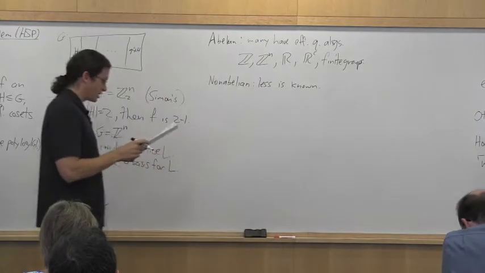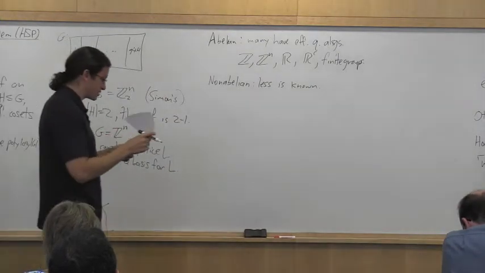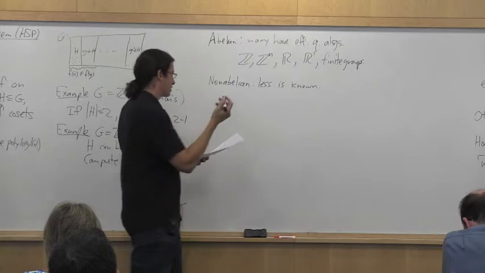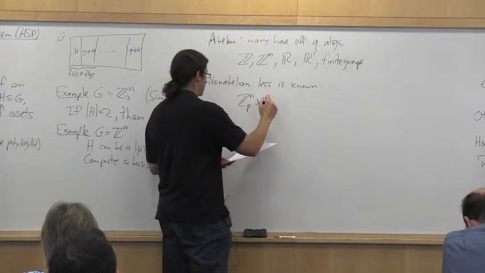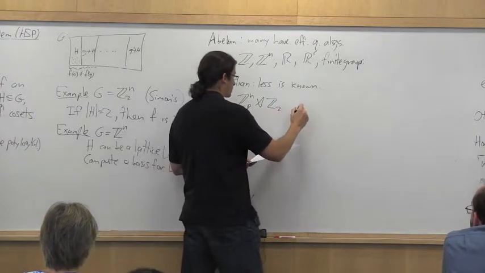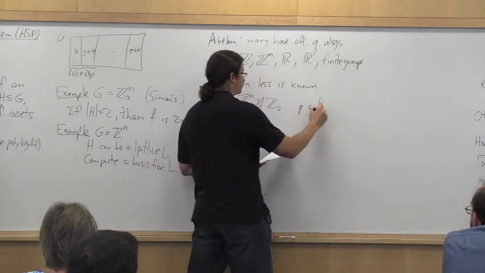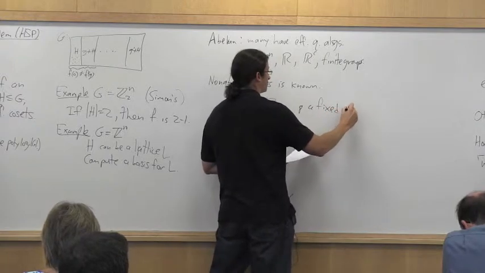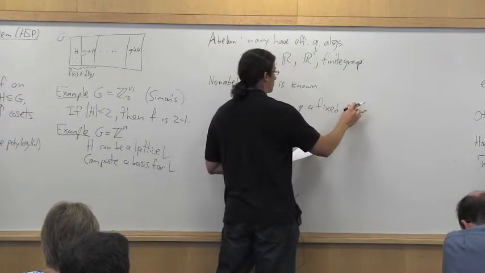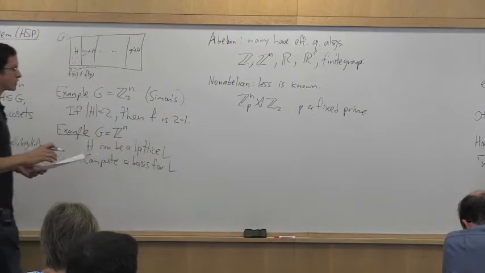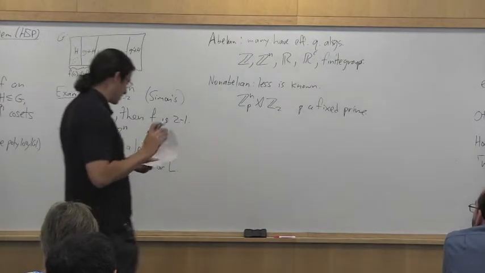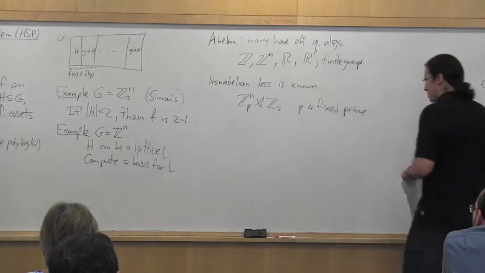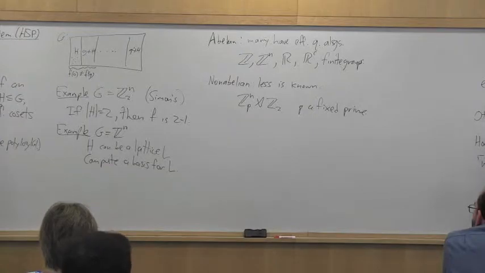I'll say a little bit more about that for two groups. So there are algorithms for some solvable groups. There's an algorithm for a certain semi-direct product that looks like this, for p a fixed prime. So there are some special cases we can solve, but not the ones we'd like to solve yet. And I'll show you two examples of reductions of problems to the non-abelian case. Or at least I'll say what the problems are.